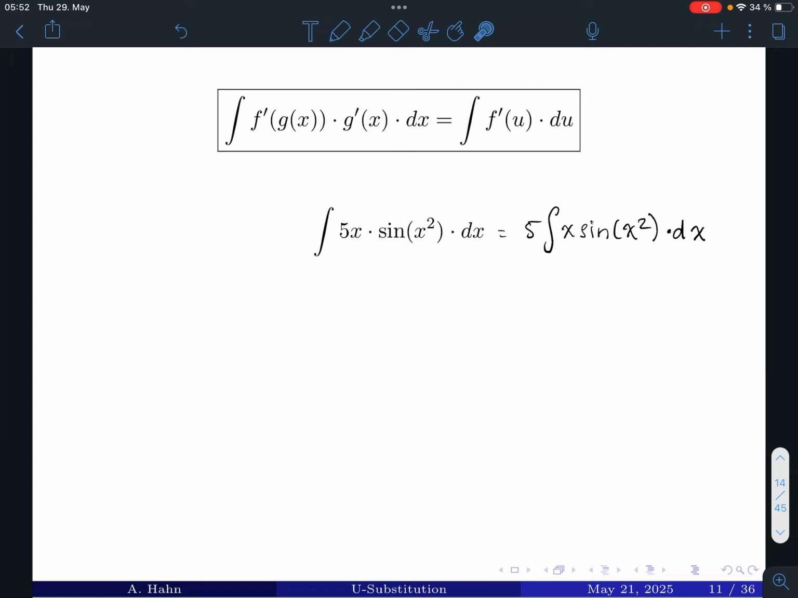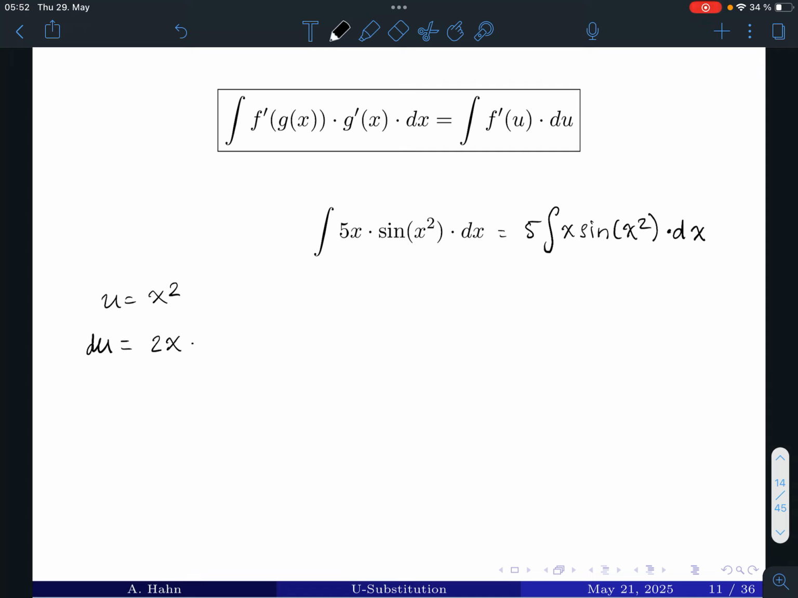So we can pull out a 5. So that's going to be x times sine of x squared dx. And then again, just like previously, we're going to identify the inside function, which is going to be this x squared. And so let's do that. So u is still going to be x squared. So that's our inside function.